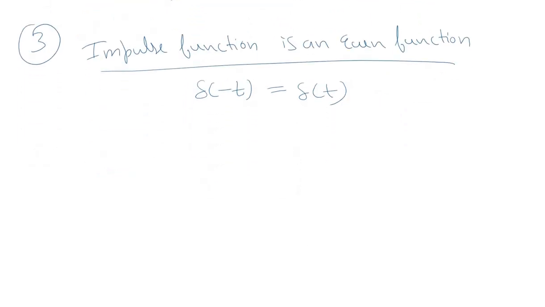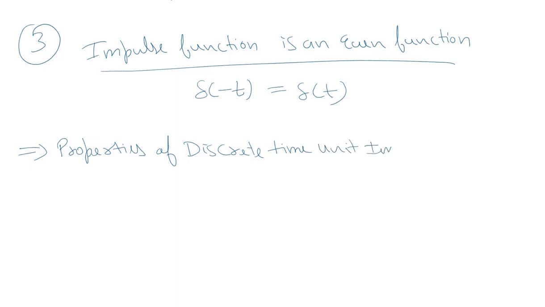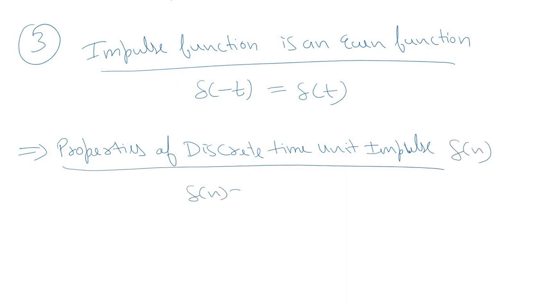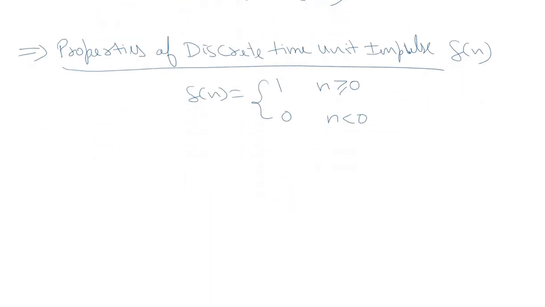Next, we'll look at the properties of the discrete time unit impulse function, which are slightly different from those of the continuous time unit impulse function. The discrete time unit impulse is represented by delta of n and defined as delta n equal to 1 for n equal to 0 and 0 for n not equal to 0. Right? This is how we define a discrete time unit impulse function.